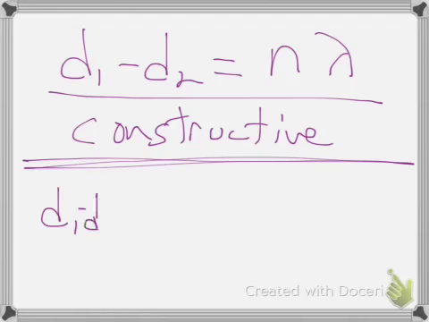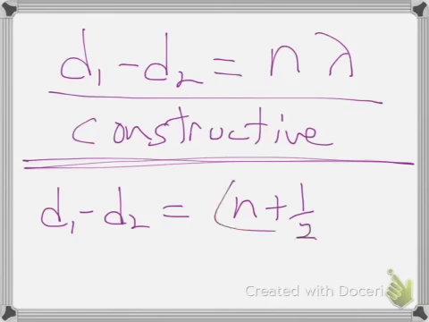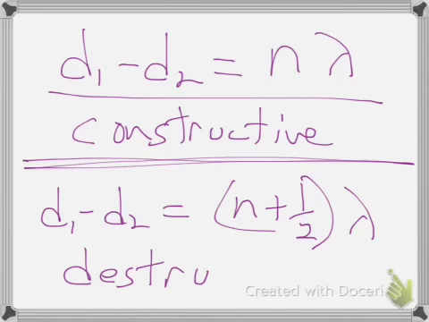However, if you meet these conditions, let me rewrite that, d1 minus d2 equals n plus 1/2 lambda. Well, think about what that's going to do. Now you've got this whole number multiple plus 1/2 of a wavelength, and you're going to get destructive interference. This is destructive. And so it's really basically all up to the path difference.